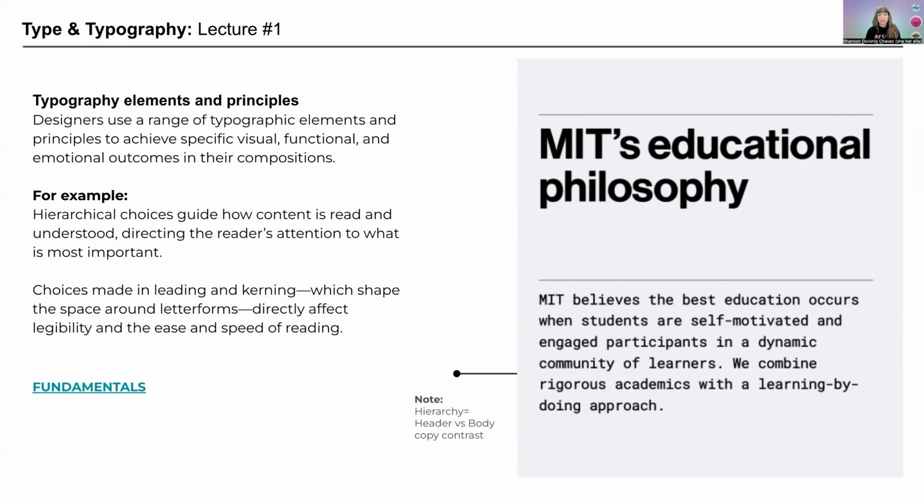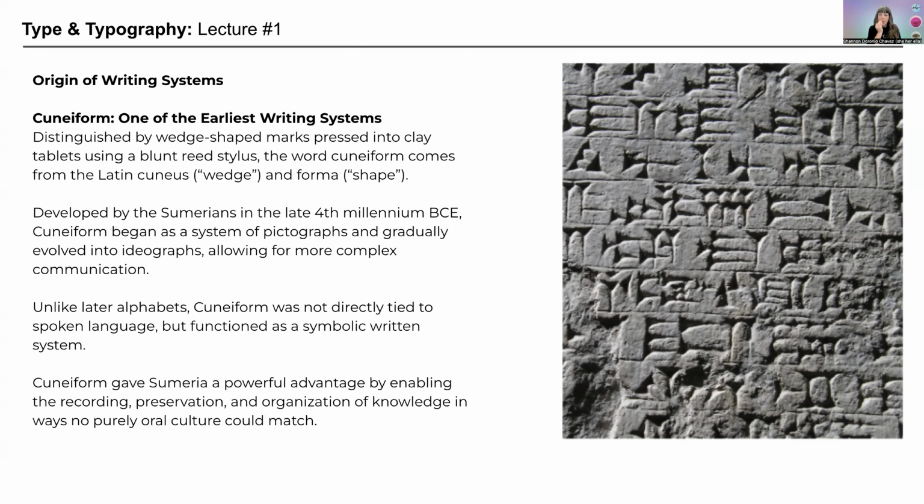To the right, we have a snapshot taken from MIT's brand guidelines, where you can very clearly see a hierarchical shift between header, which is up here, and body copy, which is down here. We can also see decisions made about spacing between lines and spacing throughout reading lines that affect legibility, how quickly and easily we can move through the text, and then how much of that information we'll actually retain based on the ease of reading. To learn more about these fundamentals, you can click here.